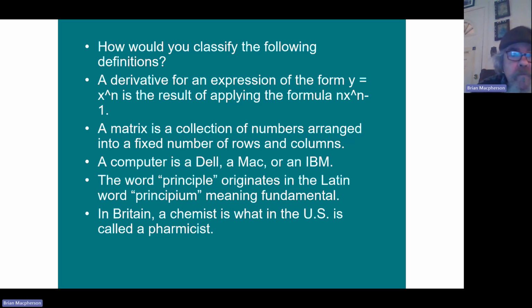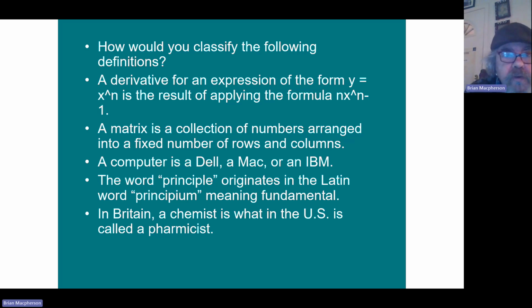Let's look at the next one. A computer is a Dell, a Mac, or an IBM. I think you would agree with me that that definition is an example definition, and it's a definition by example, right? You know, a Dell, a Mac, and an IBM are kinds of computers. So it's not intentional. It's not telling you what a computer is. It's giving you examples of computers. So it's definition by example. It's an extensional definition.